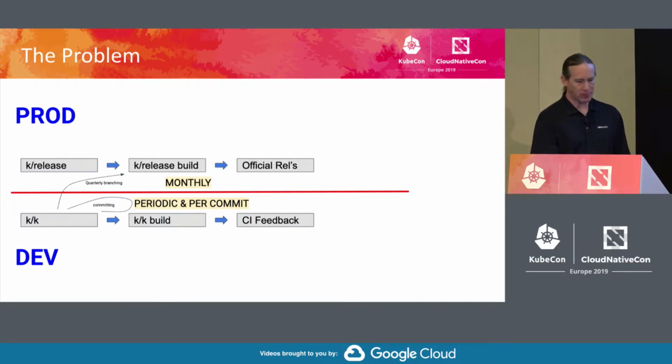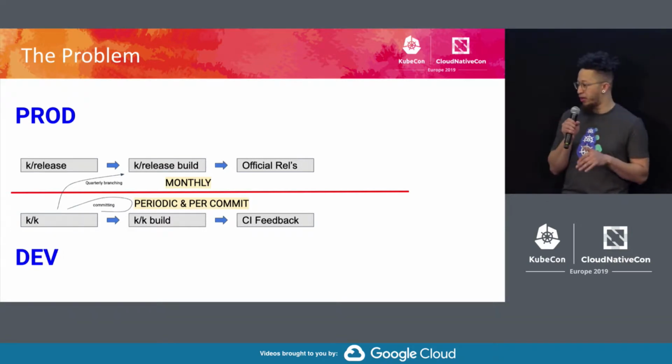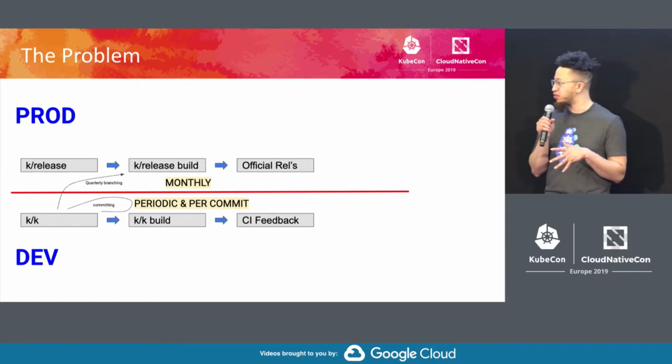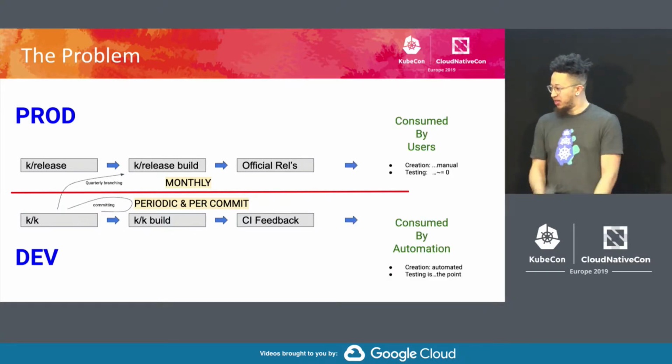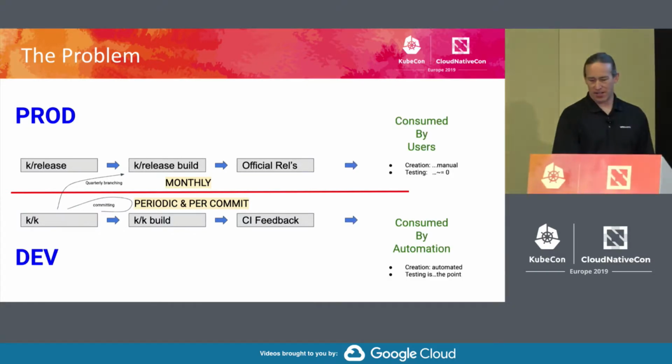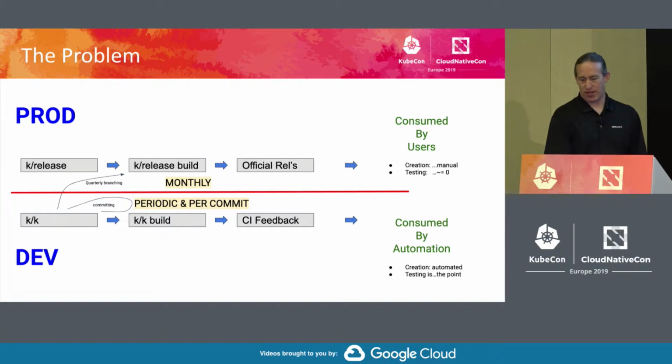Yeah, so I think that's also notable to point out that, as we're vetting the prod code, it really is a human process more so than the automation that's happening on the dev branch. So you get two distinct things here. On the dev side right now, you could argue that that's mostly consumed by automation, and that's the point. Created by automation, testing is the point. You get automated feedback that shows up on a dashboard somewhere.